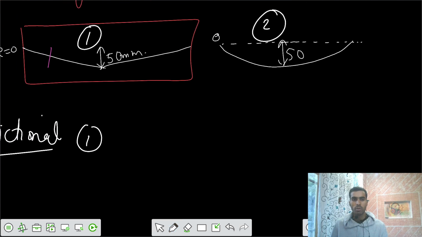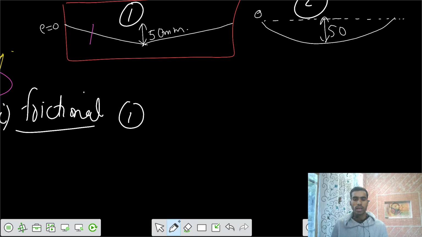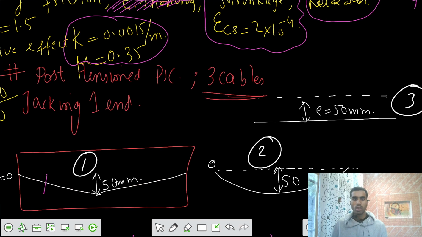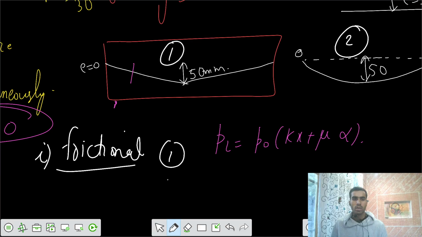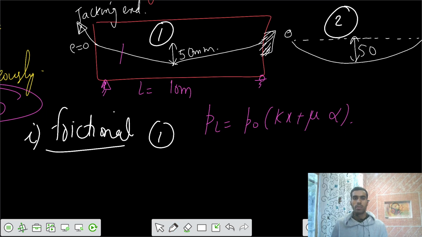For that I would solve that your loss of stress is equal to P naught into kx plus mu alpha. So I should know the total length of the beam. Let's say the total length of the simply supported beam is L equals 10 meters. And it was given that we are jacking one end. That means one end is anchored and one side is jacked. Let's say this is your jacking end. So let's apply the pre-stress of P naught.